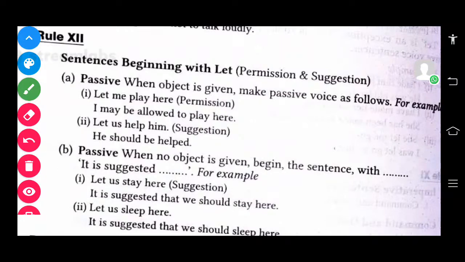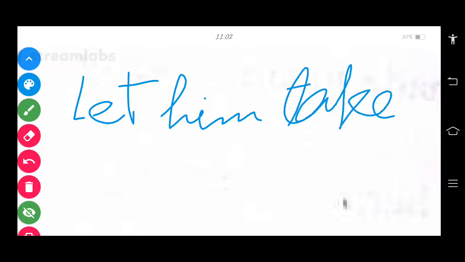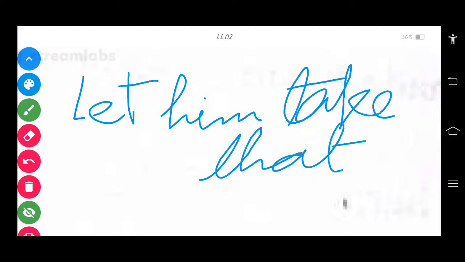So let us help him. He should be helped. Let him come in. Right? Will you answer this question? Let him come in. What is the correct answer? Tell me. Let him come in. Let him take that.